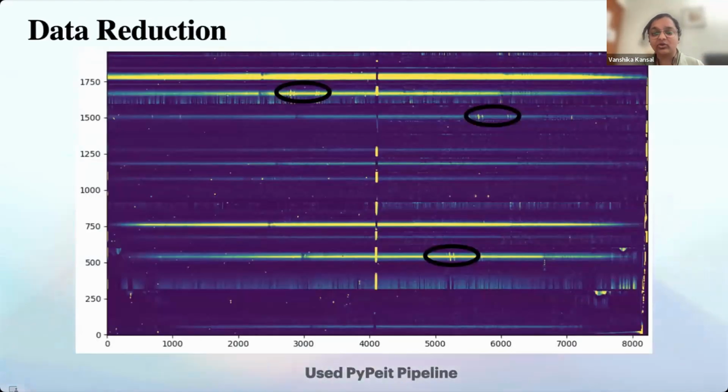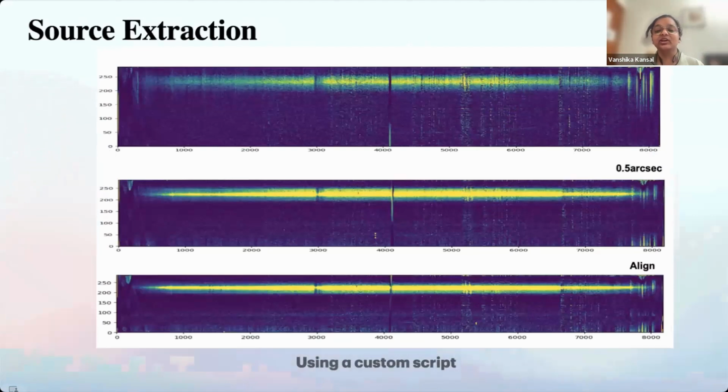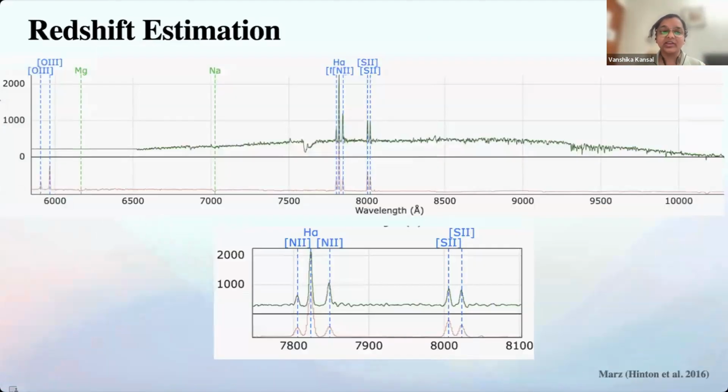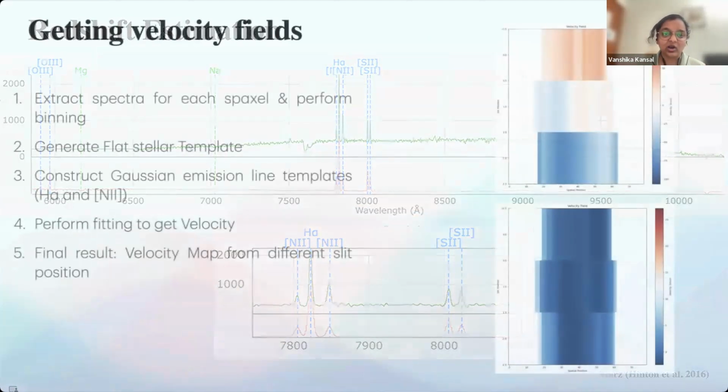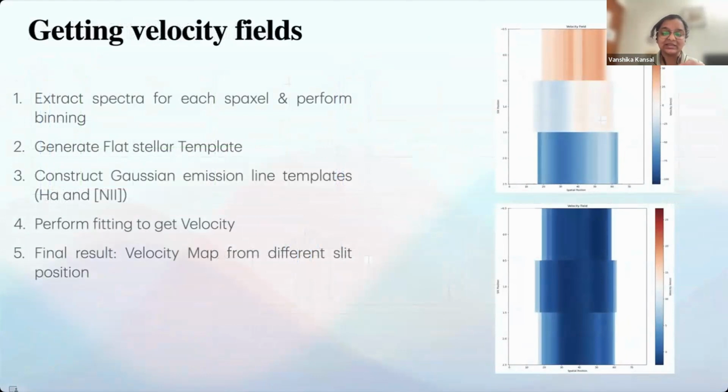But before that, we got the reduction from the pipeline, and then we extracted sources, and after that we estimated redshift for our sources. Look how beautifully it actually fit and got the redshift for our sources. Now, the question is how we have tackled this limited signal problem.